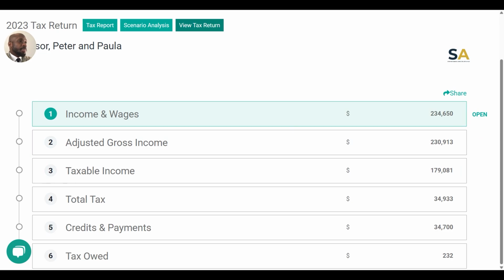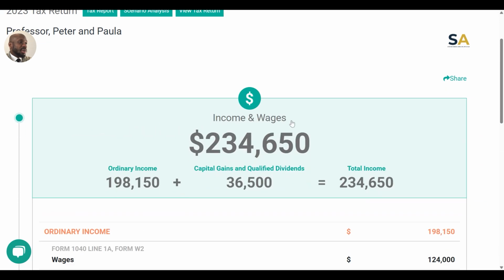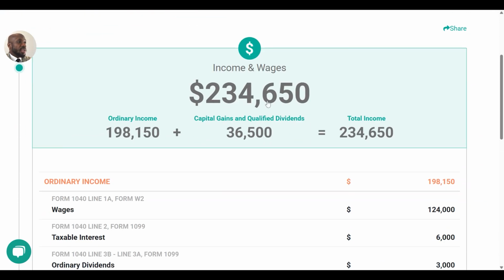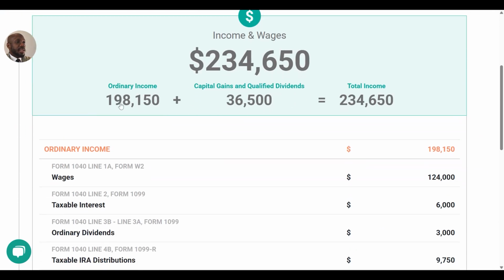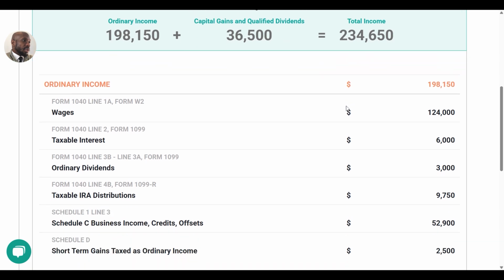So for Peter and Paula, when you click on income in the tax return, it shows that they have about $198,000 in ordinary income and about $36,500 in capital gains. So the total income is about $234,650. So when I'm reviewing this with them, I'm literally walking them through what makes up all that income.